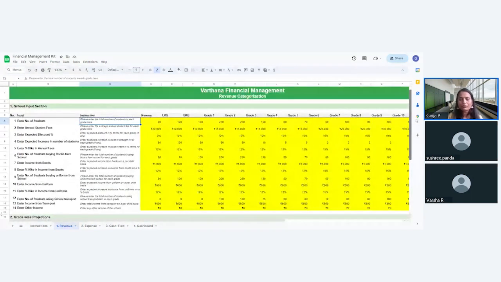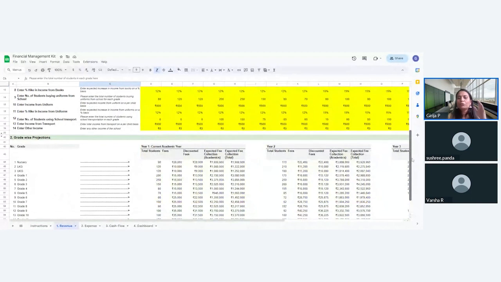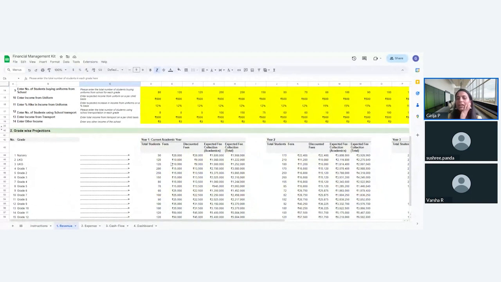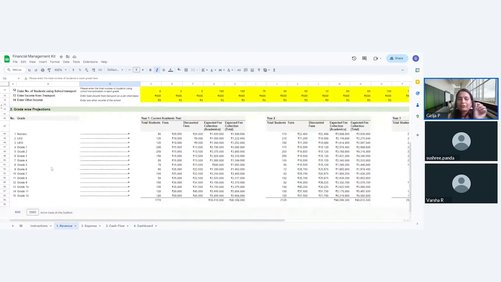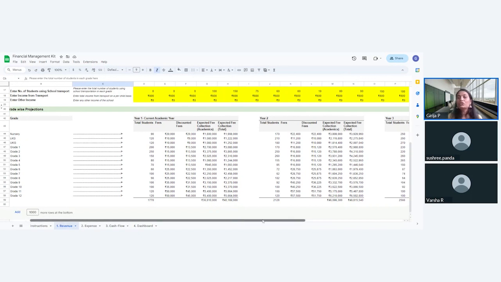First, it will give you the projection for the current academic year. It will help you to understand how much earning you are getting from every class, and how much total earning you are getting from every class. It will give you the total of how much earning or fees you are expecting from this current year, and how much earning you're expecting from the other sources as well. And here you can see the next 2 years as well.